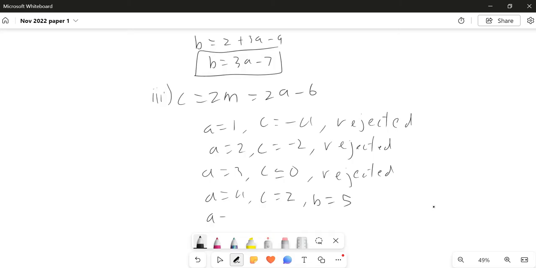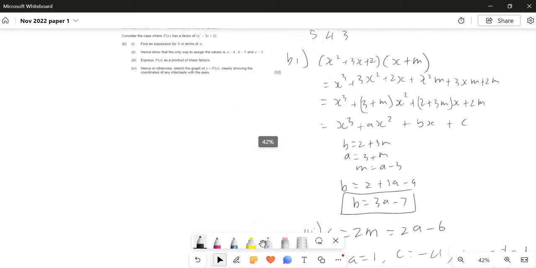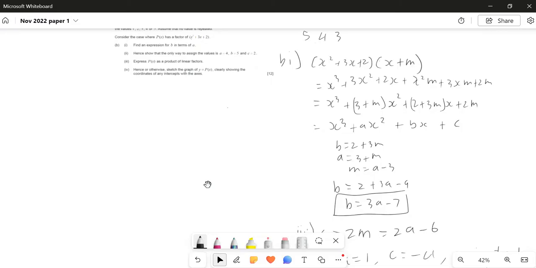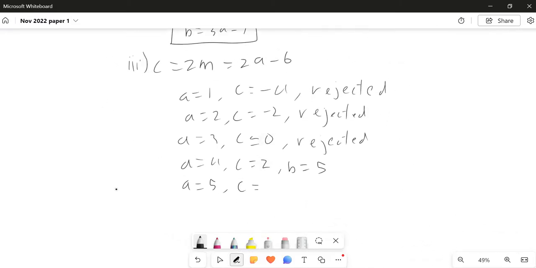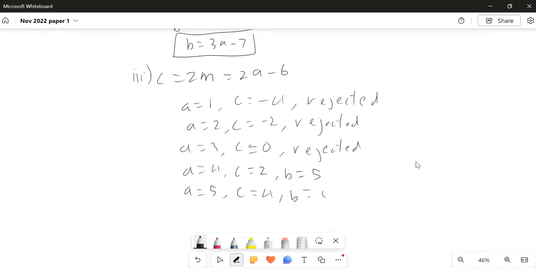Now we can also try a equals 5, because we're trying to show there's only one possible solution. So a equals 5, c equals 10 minus 6, which is 4. But then b becomes 15 minus 7, which is 8, which is rejected. So the only solution is a equals 4, b equals 5, and c equals 2.